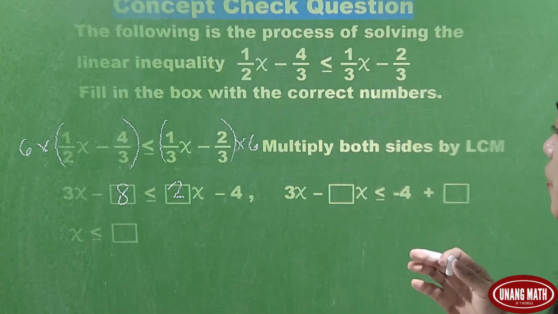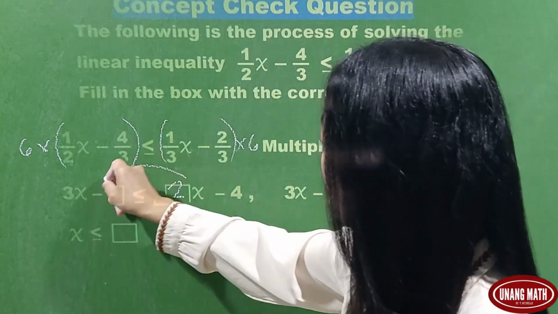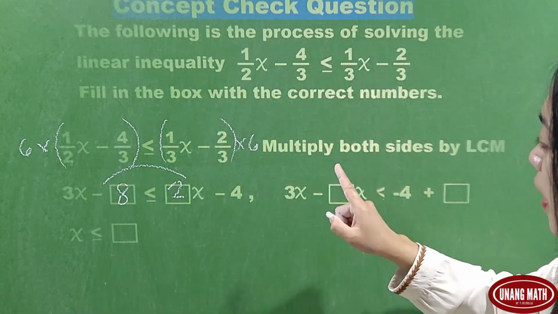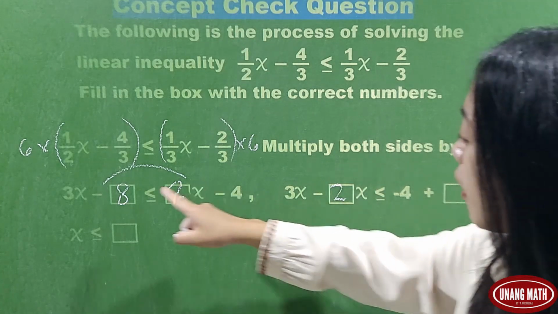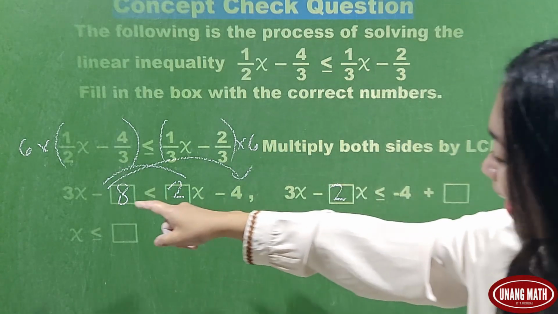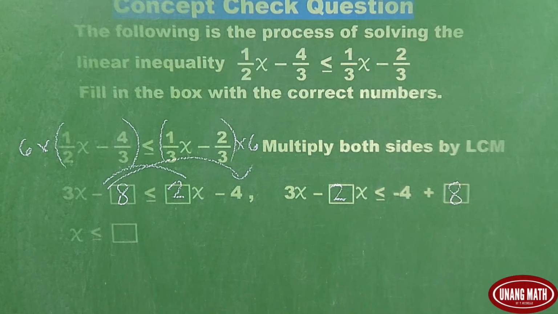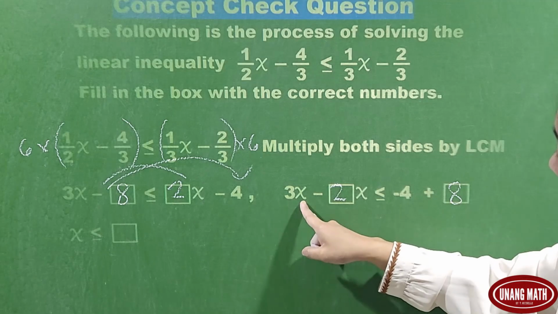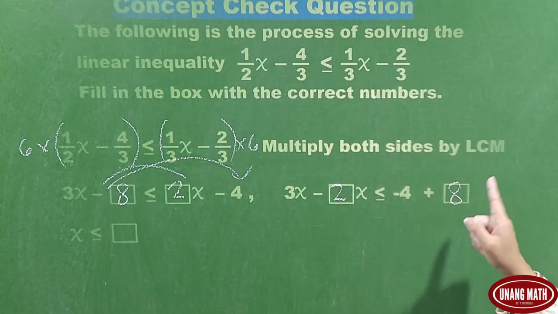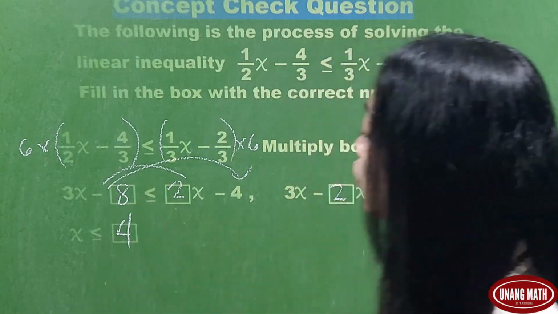Okay, now, using transposition, move all the terms with the variable on the left side. Since this is 2x, if we move it to this left side, this now becomes minus 2x. Okay, what about negative 8? We have to move it on the right side. Since this is minus 8, if we move it on this side, plus 8. Okay, now let's simplify. 3x minus 2x is x. And negative 4 plus 8 is positive 4. So x must be less than or equal to 4.